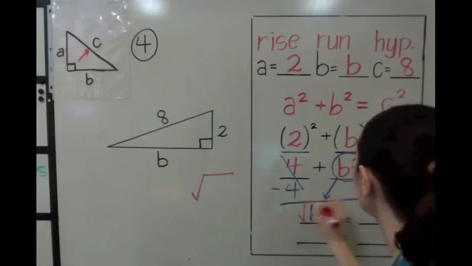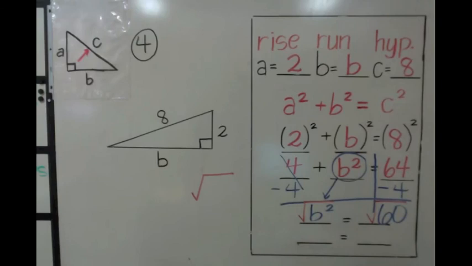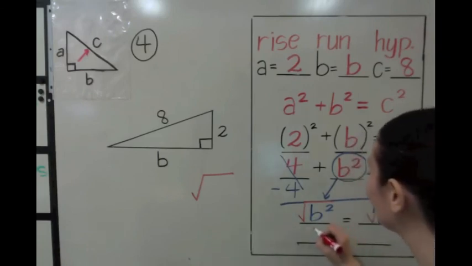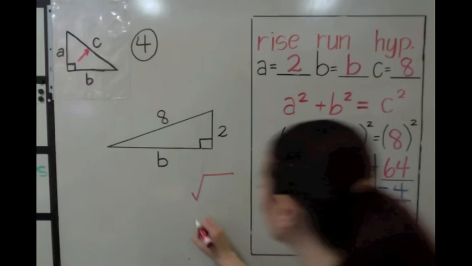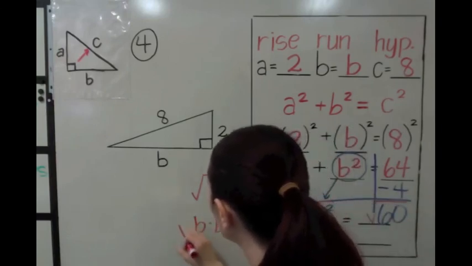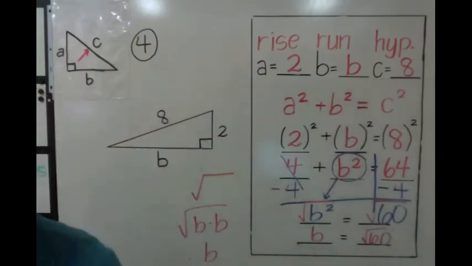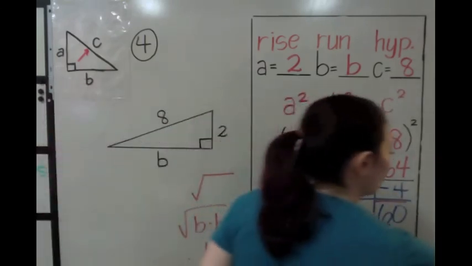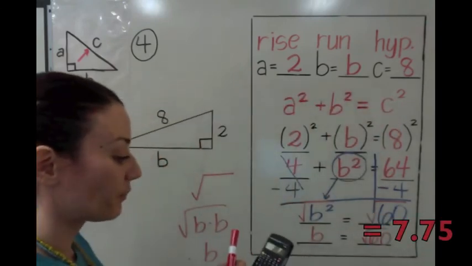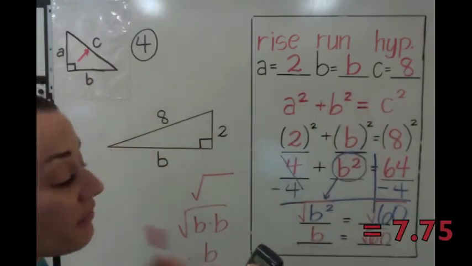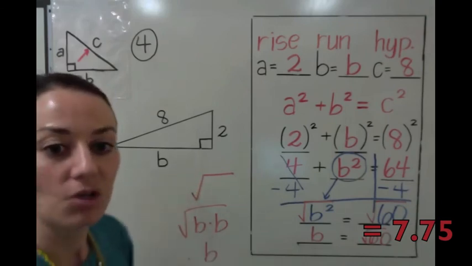So, let's square root both sides. What is the square root of b squared? What are you going to be left with? You're going to be left with b. Very good, okay? Because b squared is just b times b. So the square root of that, you're left with b. Square root of 60 we can leave as the square root of 60, which is more exact than the decimal. And if you want, you can put into your calculator the square root of 60 just to see that that is 7.75, okay? So go ahead and get that down.